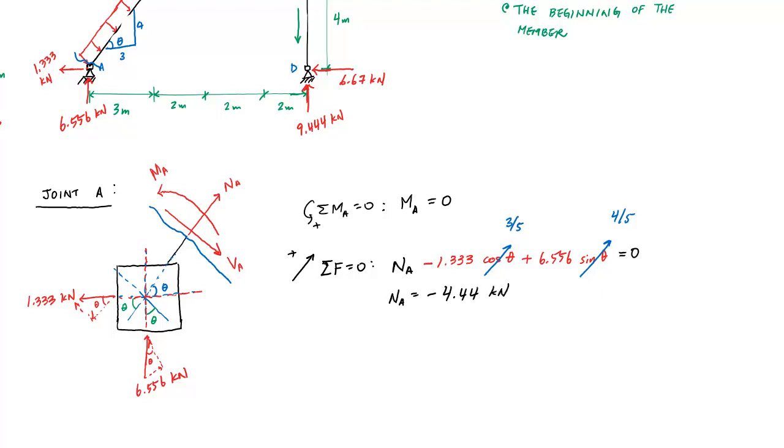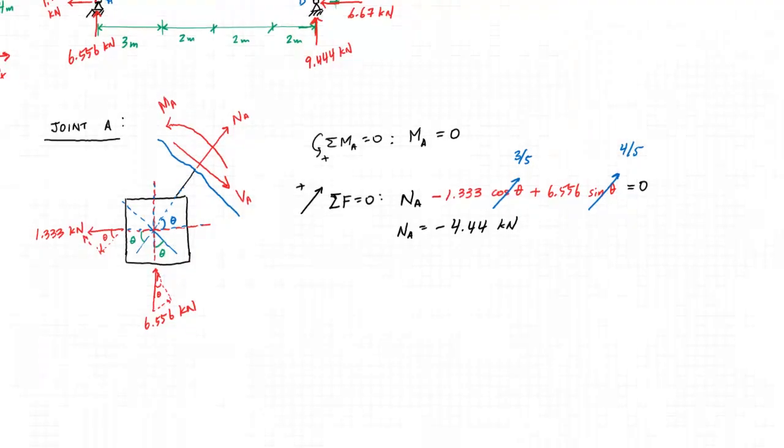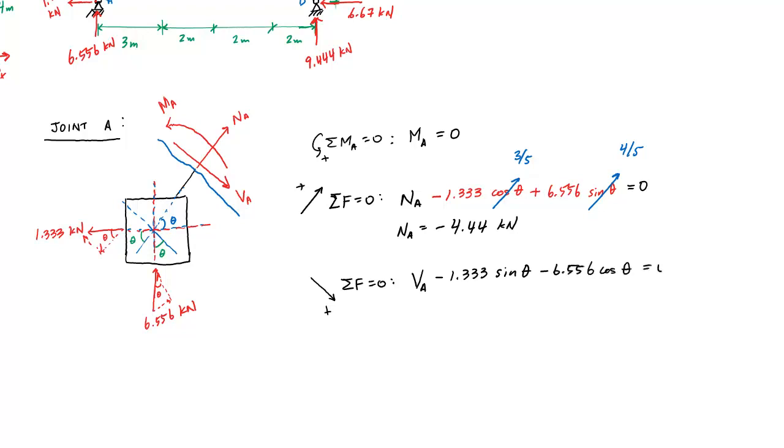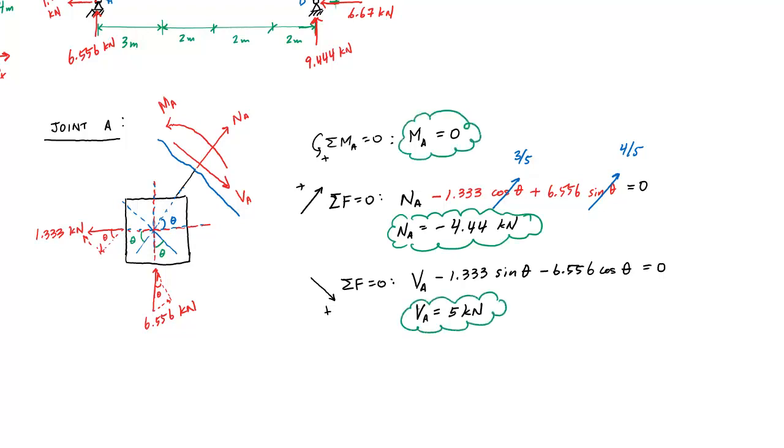And then similarly, now I will do the same. I'll do sum of the forces in this direction, positive, parallel to that VA, the shear. Sum of the forces equal to 0. And I would have VA minus 1.333 sine theta minus 6.556 cosine theta equals 0. If I solve for this, I will get VA is equal to 5 kilonewtons. And these are the values that I would start with from my internal loading diagrams here.